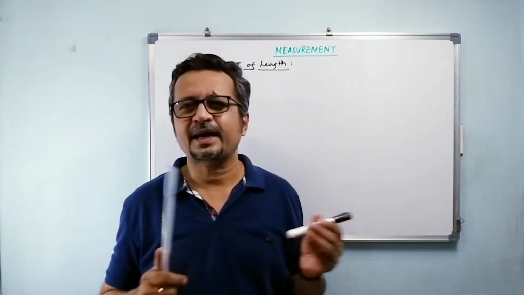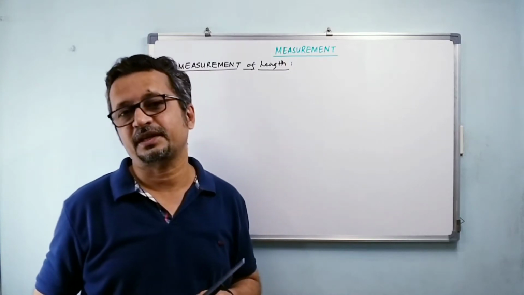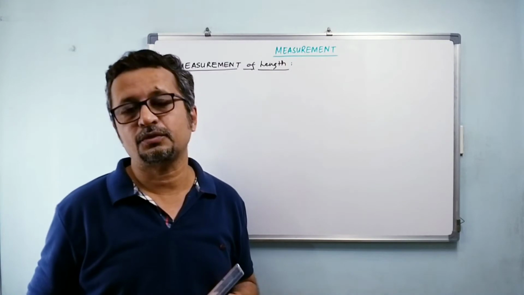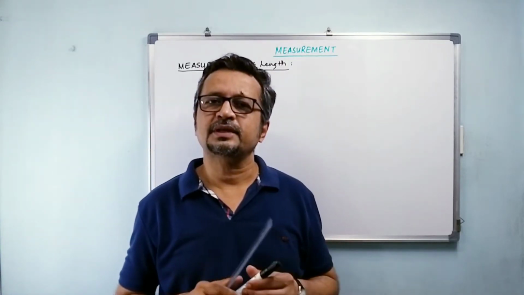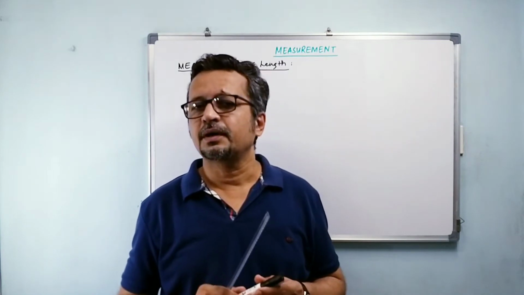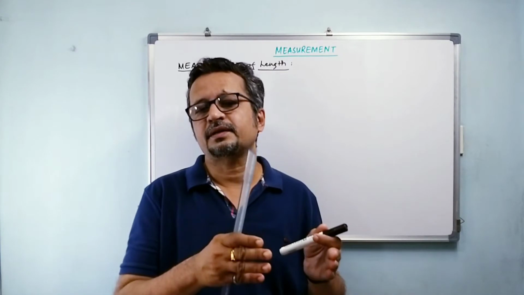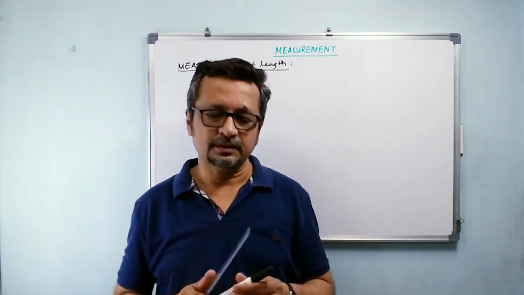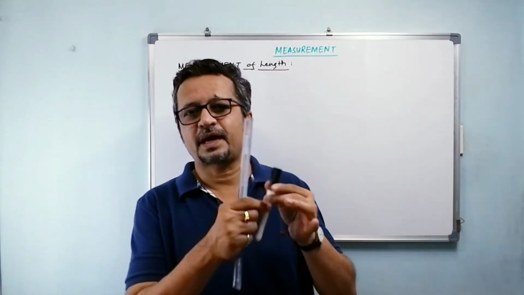There can be some systematic errors, like there is some zero error in the instrument, correct? So there are various types of errors that can happen. We will be discussing the errors and their effects on the measurement in some later section, but for now let us try and measure the length of this, or maybe the diameter of this.